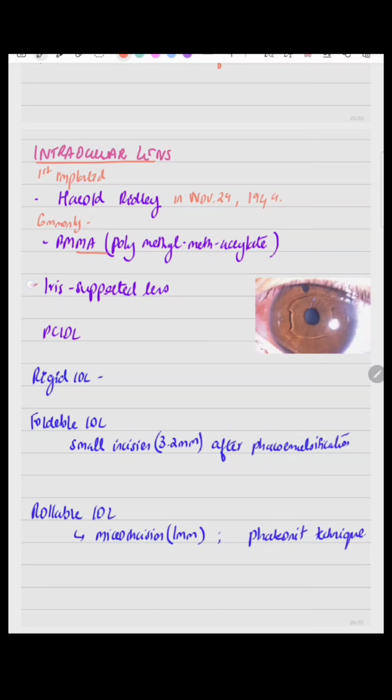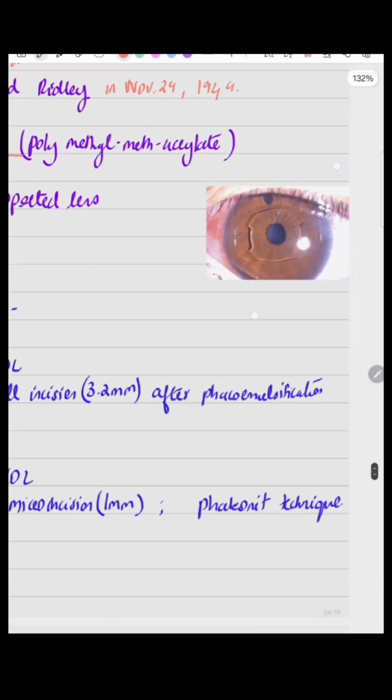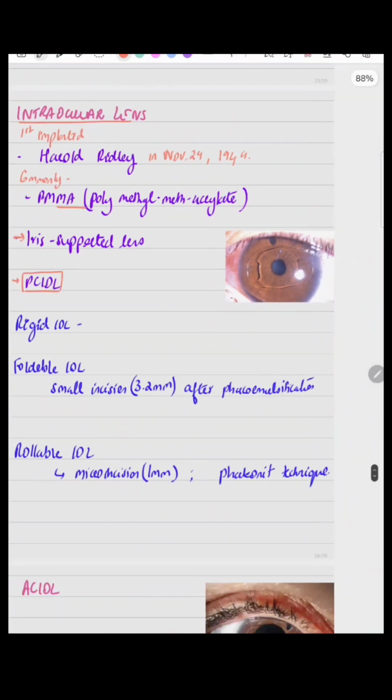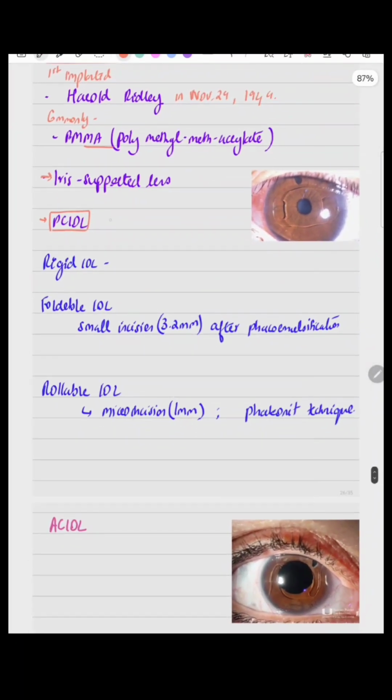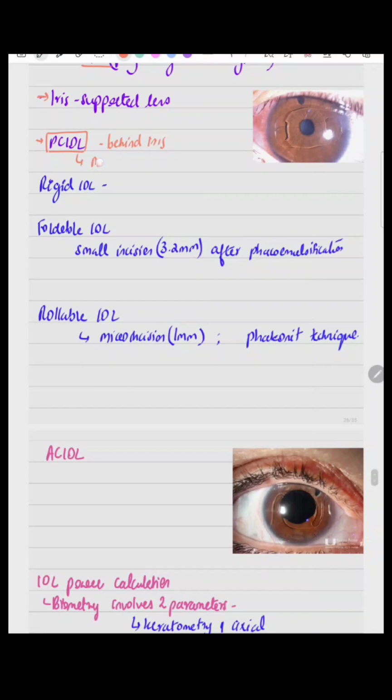Now there is the iris supported lens, and the PCIOL, that is posterior chamber intraocular lens. Here you can see this iris supported lens. The PCIOL rests behind the iris. The recent trend is scleral back fixation. The commonly used model is the modified C loop.